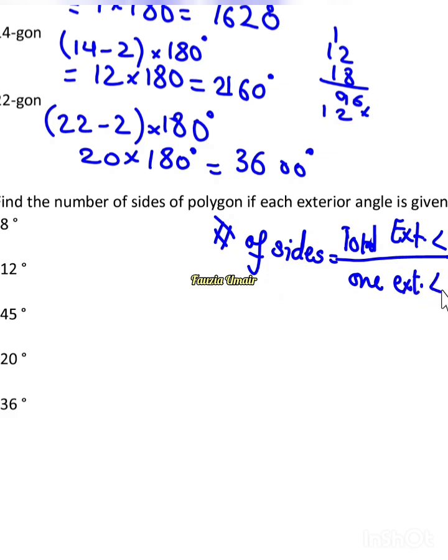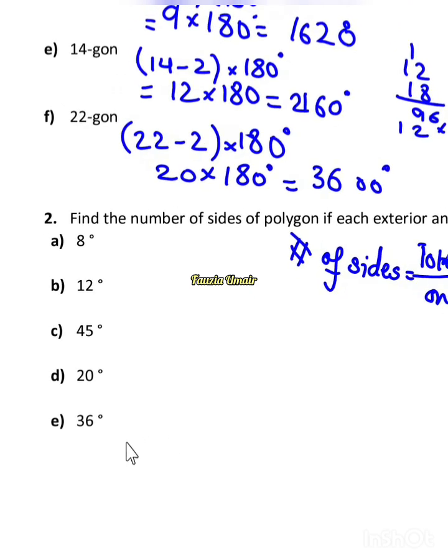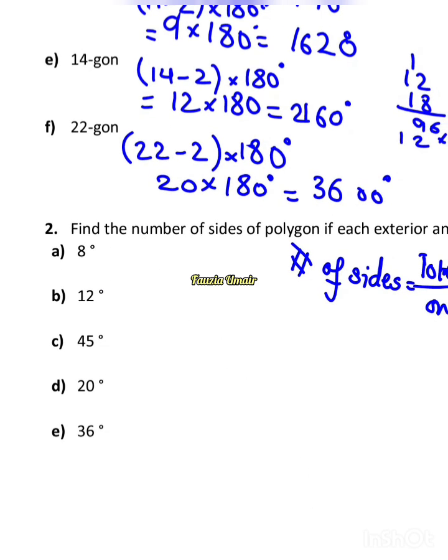Why are we using the exterior angle for this question? Because we know that the interior angle changes with the number of sides, but the total of the exterior angles of a polygon is always 360 degrees. Now let's start solving question number 1. The number of sides of a polygon where the exterior angle is 8 degrees is 360 by, now we know the pattern, so it's easy, 360 by 8.